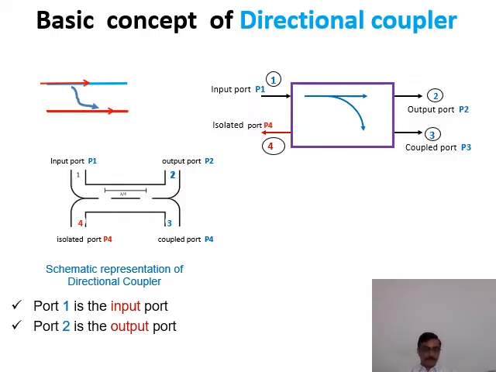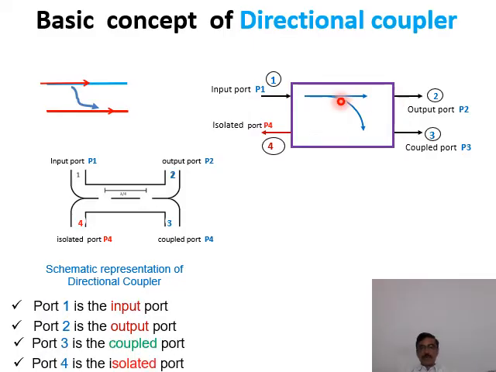Here you see an input signal is divided between the coupled port and the output port like this. A small amount of the energy only is coupled towards port 3. Majority of the signal power is going towards port 2. So we can say the coupling of signal energy from port 1 to port 3 is indicated by this arrow, and no signal or power enters into port 4.